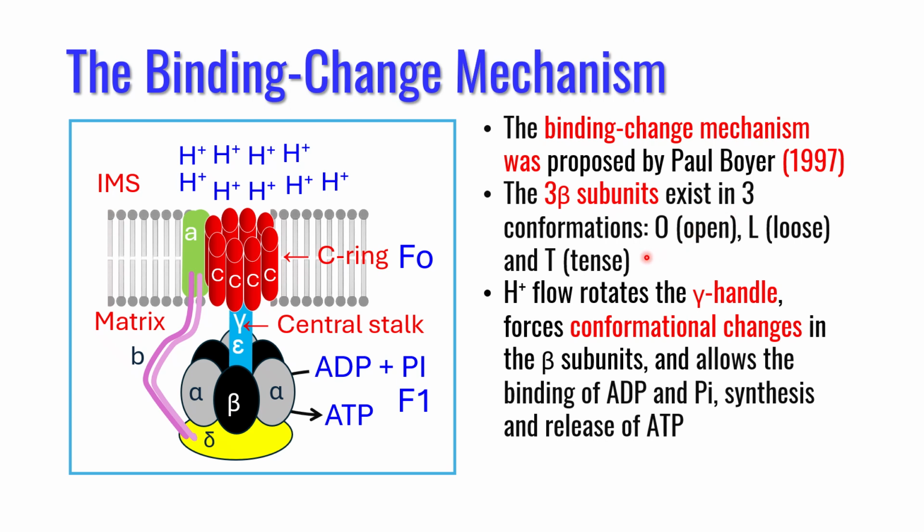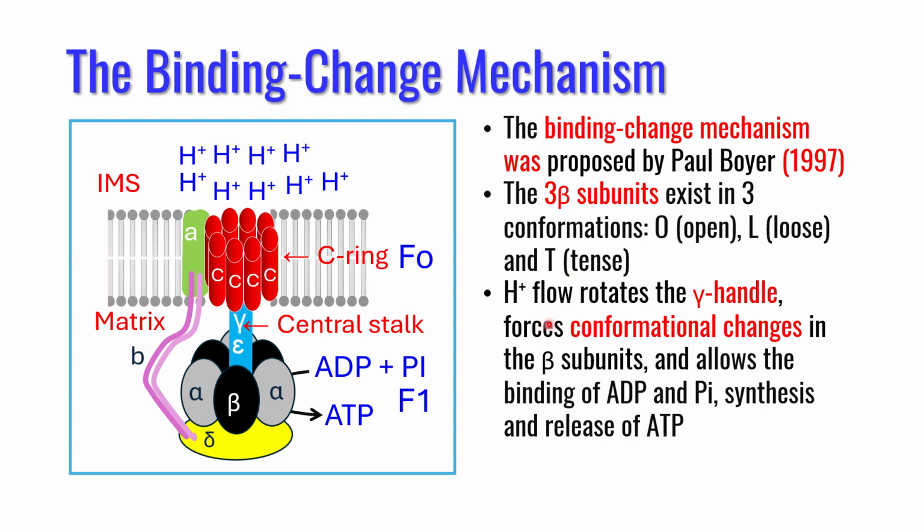In the absence of the flow of protons, the beta subunits do not cycle through these conformations, and ATP synthesis and release are inhibited. In fact, ATP is trapped in the T conformation.